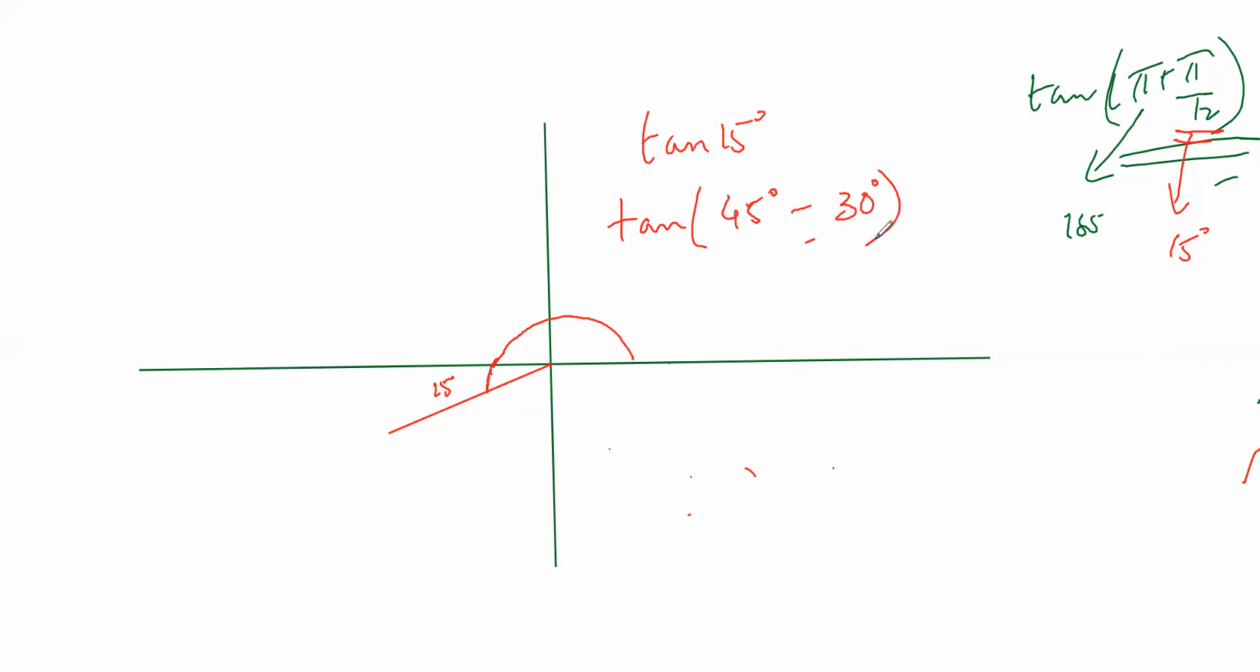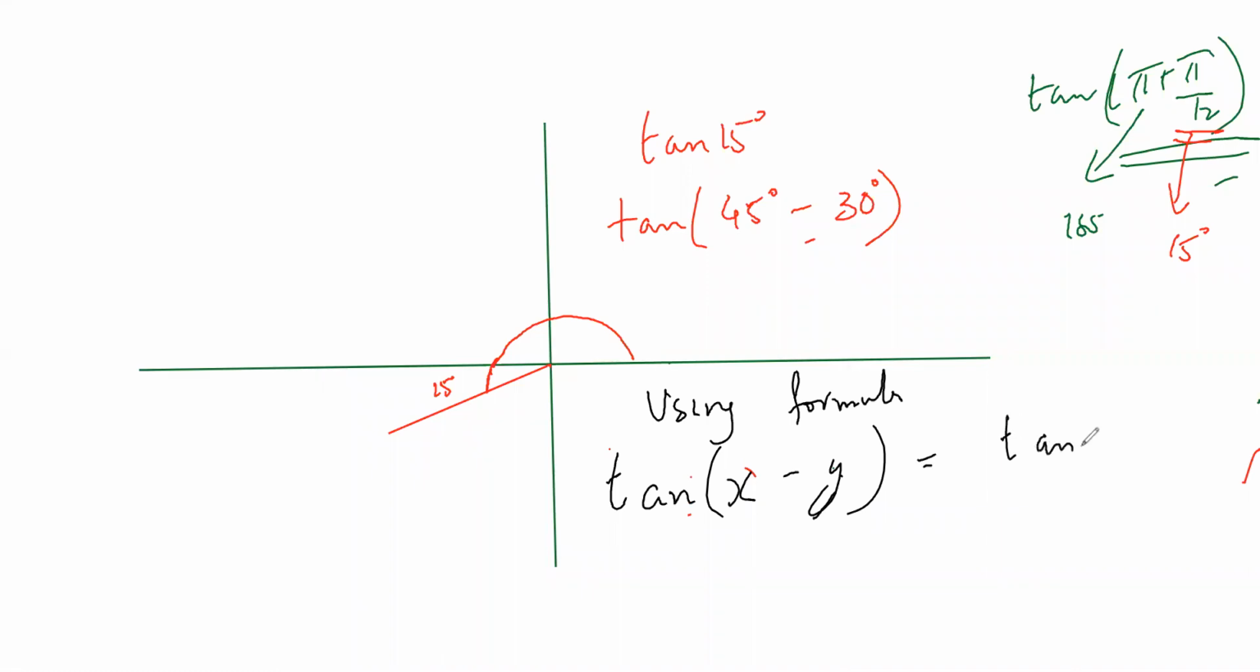Correct? Does everyone have the formula sheet with them? If not, please take it out. Yeah, the formula sheet. Tan of 45 minus 30. I think it is on the second page. You'll have it. Anyway, I'll write the formula for you guys. Using the formula, what is the formula? Tan of x minus y is tan x minus tan y by 1 plus tan x tan y.